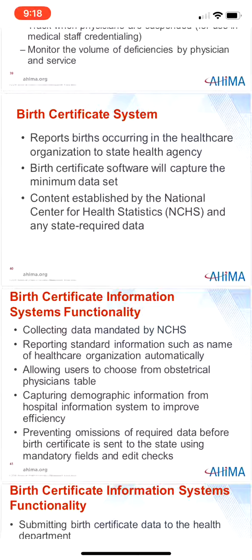Functionality common in birth certificate information systems includes collecting data mandated by NCHS, reporting standard information such as name of healthcare organization automatically, allowing users to choose from obstetrical physician tables, capturing demographic information from hospital information system to improve efficiency, preventing omissions of required data before birth certificate is sent to the state using mandatory fields and edit checks, submitting birth certificate data to the state or local health department, submitting parents' requests for Social Security number to the Social Security Administration, printing out data captured for parents to proof, creating birth log, eliminating need for paper log in labor and delivery, and using drop-down boxes to improve data consistency, using edits to improve data quality, and allowing parents to order a copy of their birth certificate.